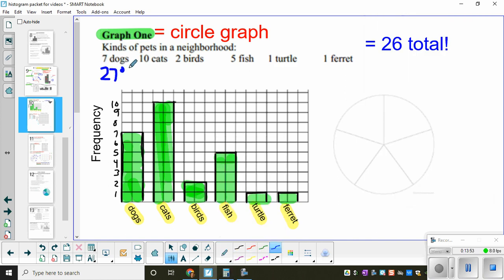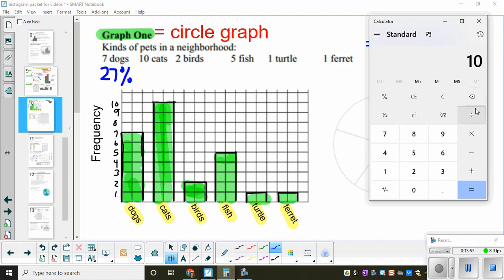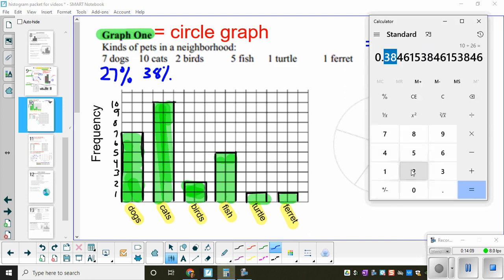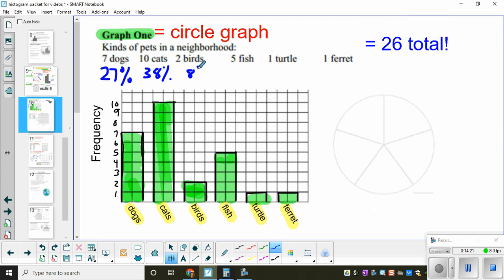Okay, so just jot that down with me. Now the 10 cats, we're just going to do 10 divided by the 26 animals. And the 4 won't change this, so this is going to be 38%. Okay. Now 2 of them were birds, so 2 out of my 26 animals. And if I move that there, you see how we've got this 6? So this 6 is going to bump this up to an 8, so that's going to be 8%.